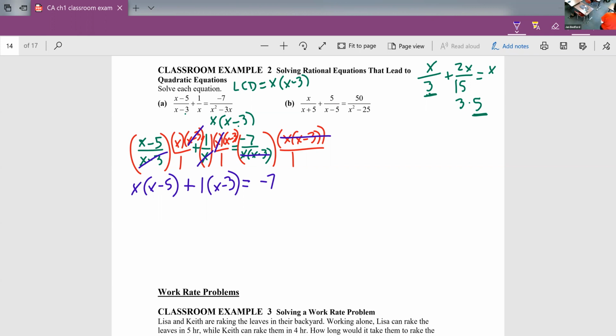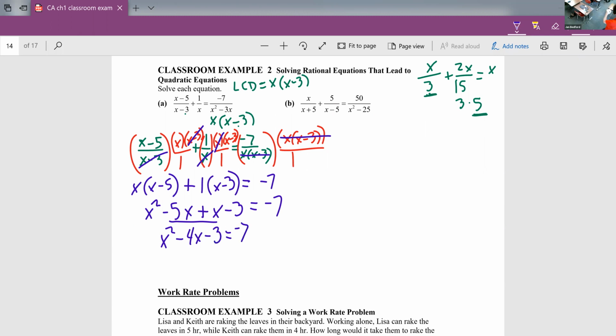Now let's clean up. What is x times x minus 5? X squared minus 5x. Excellent. Plus 1 times anything is itself, so plus x minus 3 equals negative 7. What now? Combine like terms. So if I put the negative 5x plus x together, what does that give me? X squared minus 4x minus 3 equals negative 7.